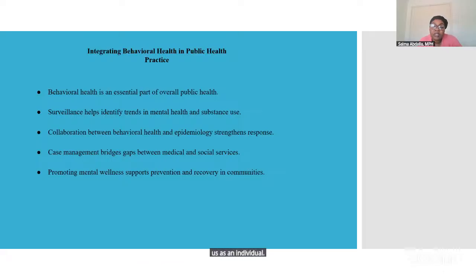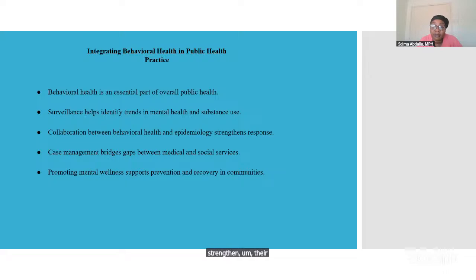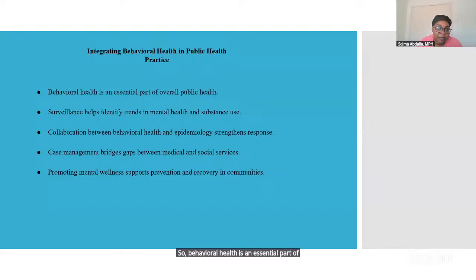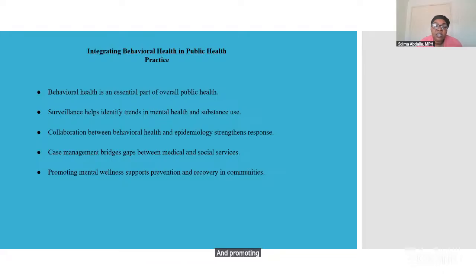It is important. So promoting mental wellness and connecting clients to supportive services actually strengthens their resilience and helps them recover faster. And it's something that I've seen in working in behavioral health and also with infectious diseases. So behavioral health is an essential part of overall public health. Surveillance helps identify trends in mental health and substance use. Collaboration between behavioral health and epidemiology strengthens response. Case management bridges the gap between medical and social services, and promoting mental wellness supports prevention and recovery in communities.